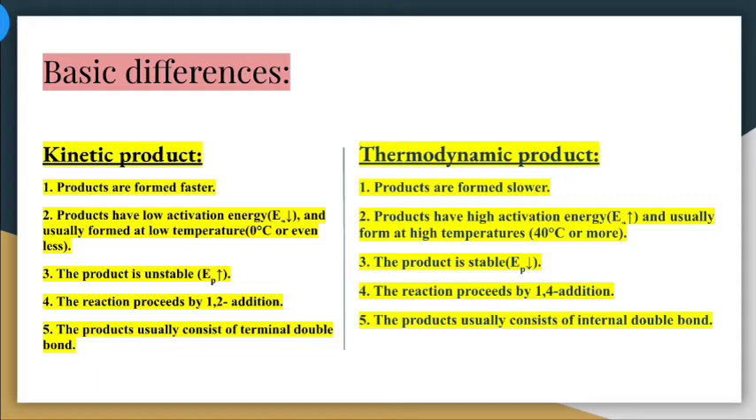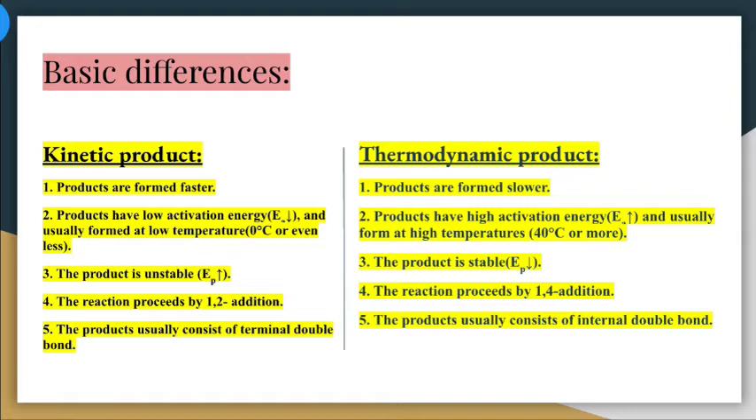Now the fifth point for the kinetic product is that the product consists of a terminal double bond, but the thermodynamic products consist of internal double bonds. So these are the main differences between the kinetic product and the thermodynamic product. Let us see how all these points of difference can be justified.